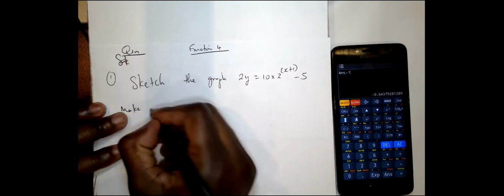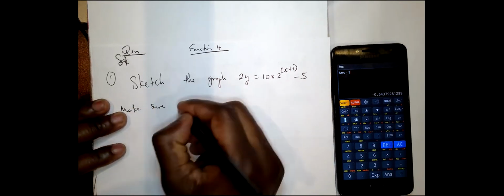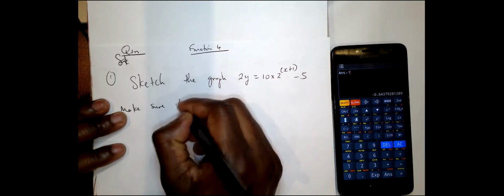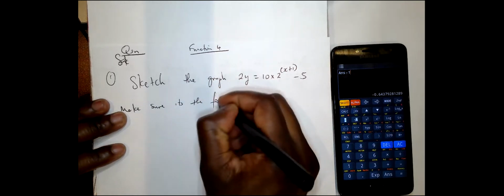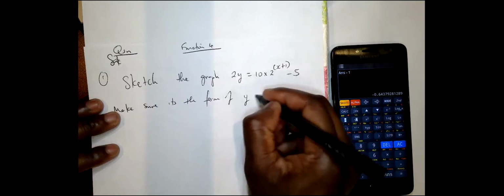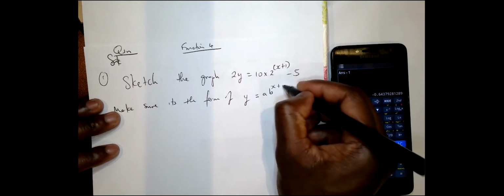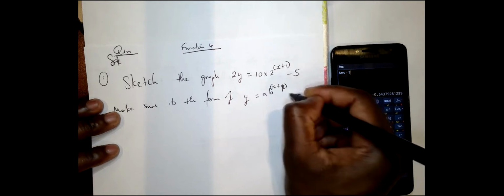Now let's try to sketch this one again, but I'm not going to finish this one with you. There's just something I need to indicate to you here. When I'm saying sketch a graph of this form, first of all, you must find the y-intercept and x-intercept, but first make sure it is in the form y equal to a b to the power of x plus p, plus q.